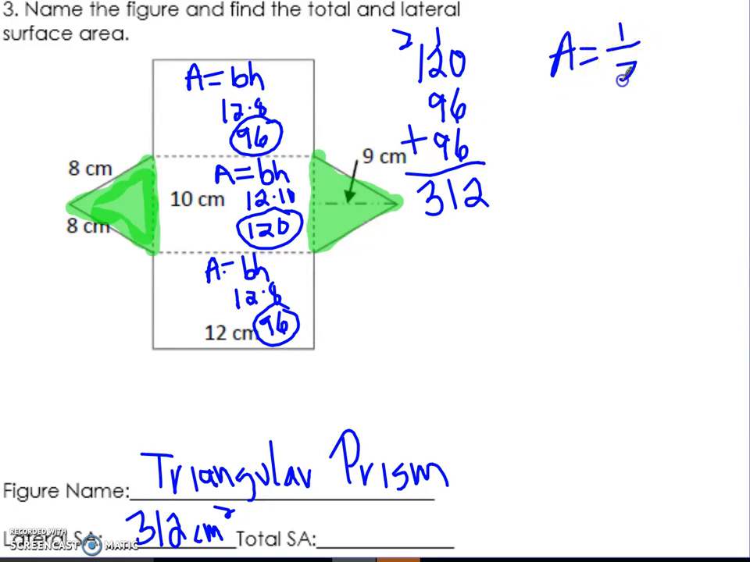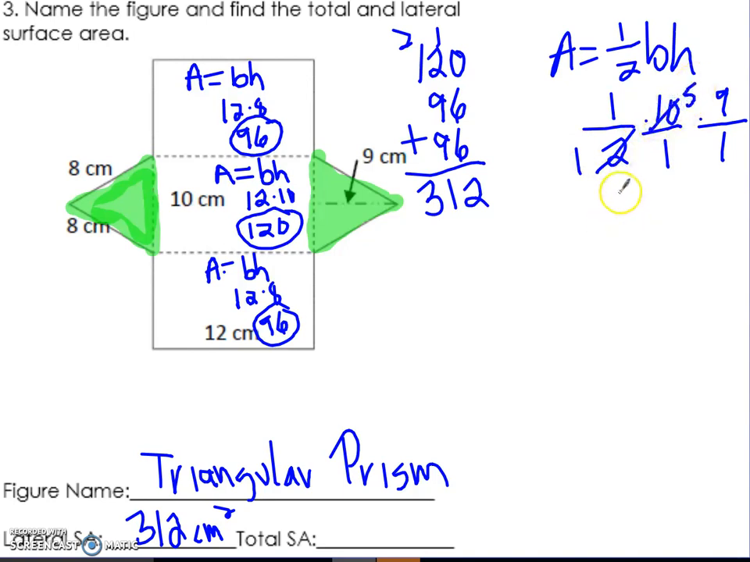Okay, now we're going to do the bases. The bases are a triangle. So 1/2 base times height. So we have 1/2 times 10 times 9. We're going to simplify the diagonal. 2 divided by 2 is 1. 10 divided by 2 is 5. 5 times 9 is 45. So this triangle is 45, and this triangle is 45.